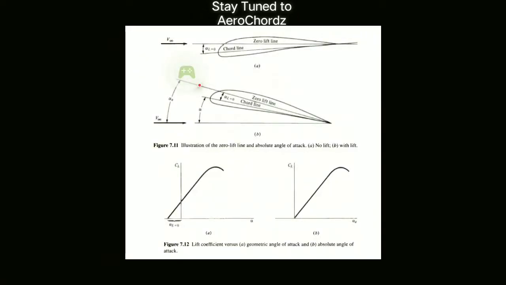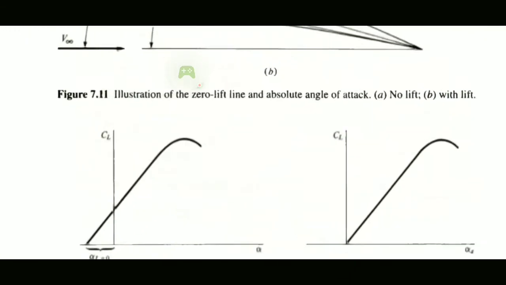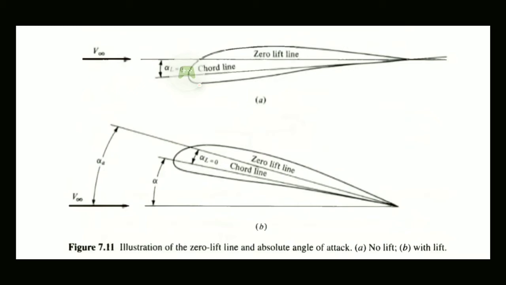Hola amigos, so now let's move on to our next topic, that is 7.4 absolute angle of attack. And we are following the book Introduction to Flight by J.D. Anderson. And here you can see the positive cambered airfoils, oriented in two different angles of attack.